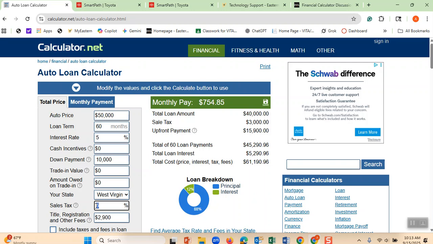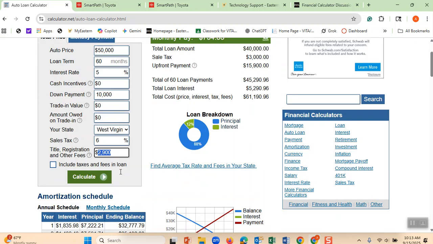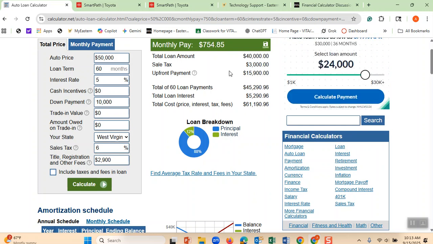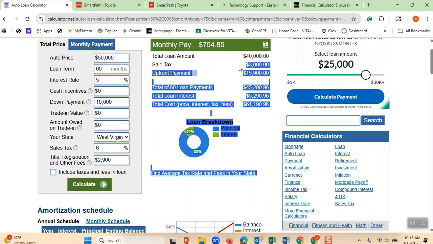And of course, you know that when you buy a car, there are fees like title, registration, and other fees, which is around $2,900. Then when we do the calculation for this $50,000 car and say calculate here, what you see is you are borrowing $40,000. Why 40,000? Because you are putting $10,000 down and the price of the car is $50,000. And also the sales tax is $3,000.